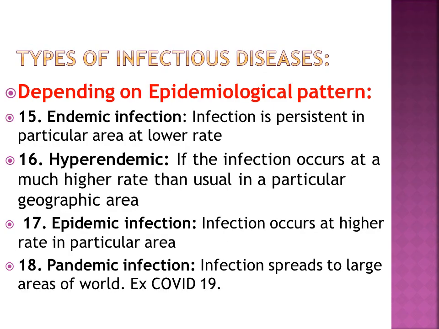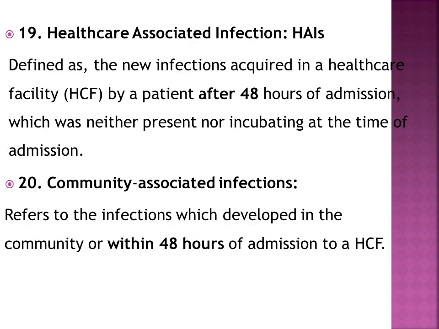Types of infectious diseases depending on the epidemiological pattern. It can be endemic, hyperendemic, epidemic and pandemic. Endemic infection is when it is persistent in a particular area at a lower rate. Hyperendemic, the infection occurs at a much higher rate than usual in a particular geographic area. Epidemic is when infection occurs at a higher rate in a particular area. Pandemic is when infection spreads to large areas of the world. Example, COVID-19.